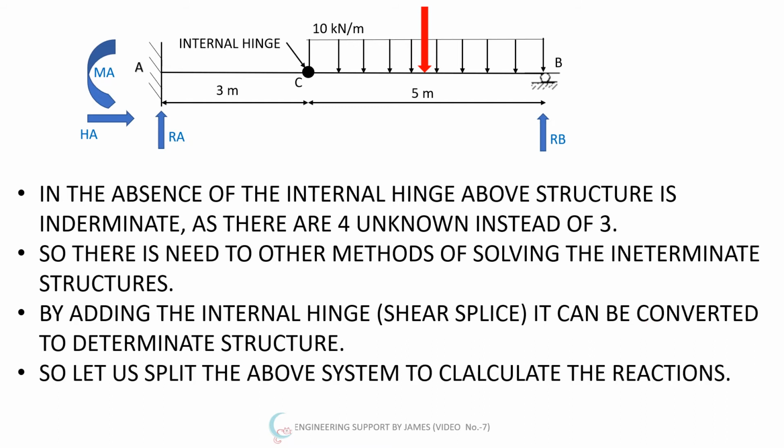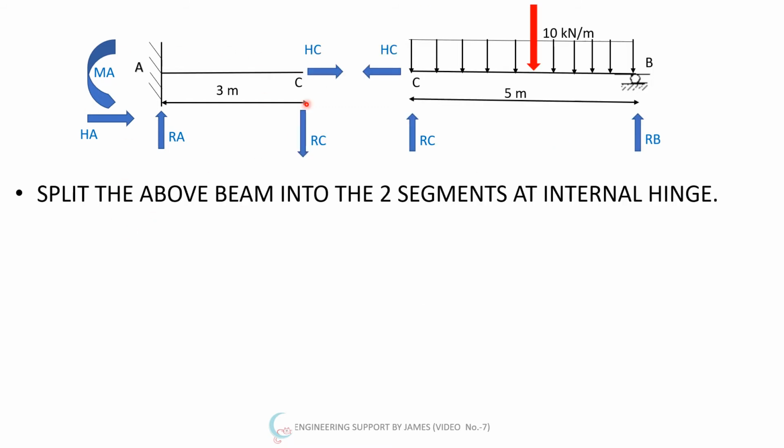So let us split the above system to calculate the reactions. Here I am splitting the total system into two different parts. First is the fixed support at A. At C there is a hinge support. At C there is internal hinge support. At B there will be the roller.